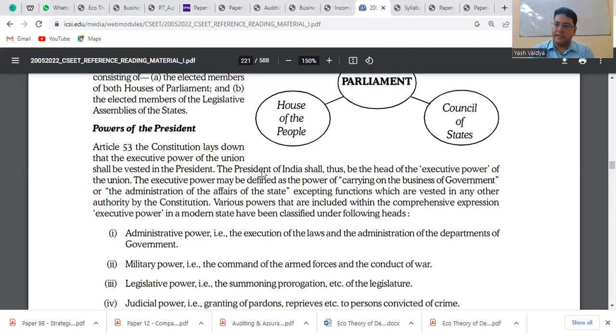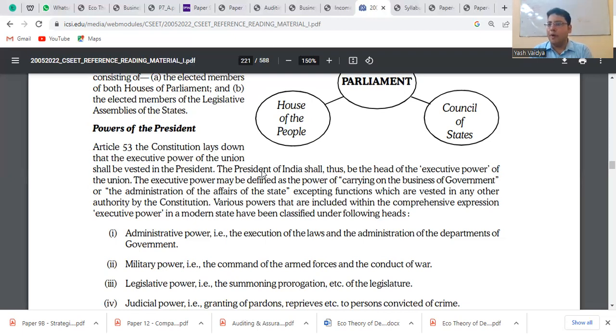Okay, there are ministers, there are bureaucrats who will go and implement that, but they will implement everything in the name of president. Okay, and judiciaries, they are quite different. They are very independent. Okay, so the Supreme Court will not give judgment in the name of president. Definitely, they will give judgment in their own name itself. Okay. Various powers that are included within the comprehensive expression executive power in a modern state have been classified under the following heads. Okay, so now they have given the kinds of powers which president gets in the name of executive power.